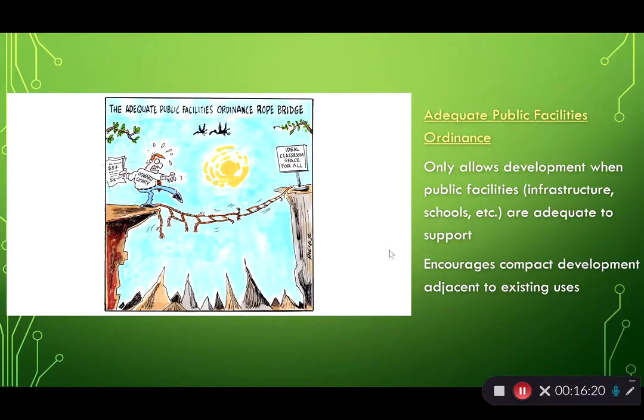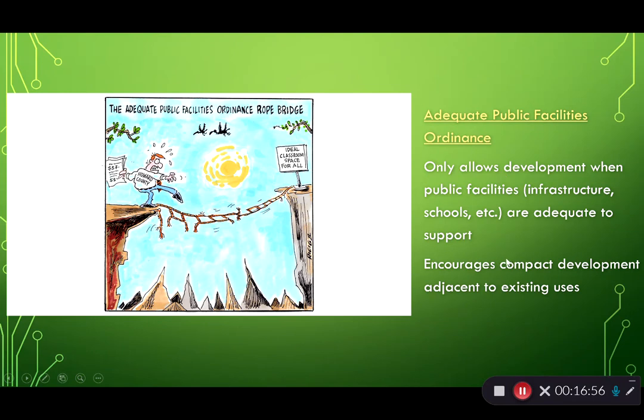Adequate public facilities only allows for development to happen when public facilities such as infrastructure, schools, and so forth are adequate to support it. So that makes sure that an inventory is done on the existing conditions of infrastructure before new development can occur. And that means that cities aren't then stuck with the burden of trying to expand necessary infrastructure to support needed development. So it puts the burden on developers to prove that they're either adding to the capacity if they need to do that, or that the adequate capacity already exists to support their proposed development.